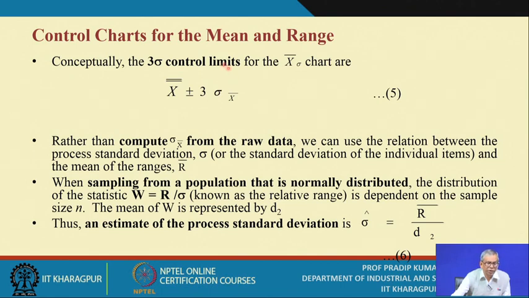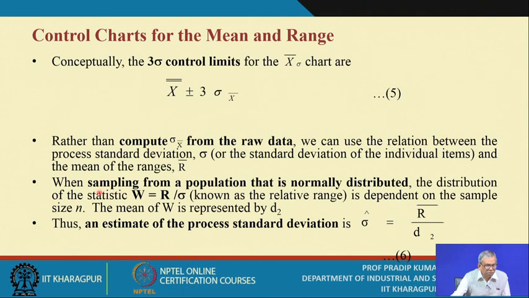That is the measure of process variability. Now, we will assume initially that for the 3 sigma control limits for the x bar chart, you have this general formulation: x double bar plus minus 3 times sigma x bar. Is it okay? Now, rather than computing sigma x bar from the raw data, we can use the relationships between the process standard deviation sigma and the mean of the ranges, that is R bar. This is an alternative and easier way to calculate sigma x bar.